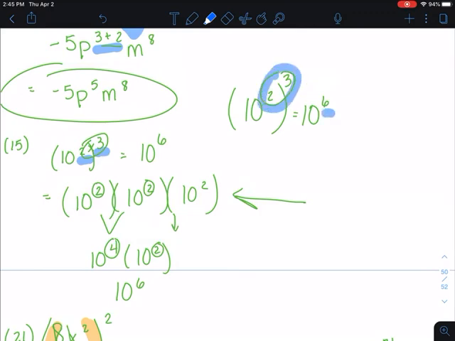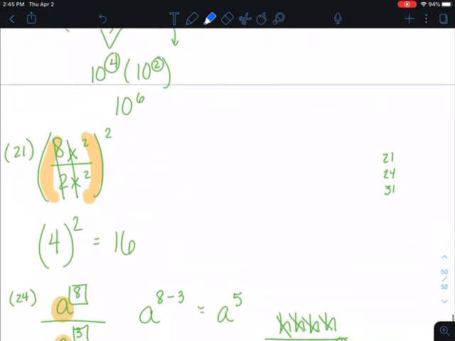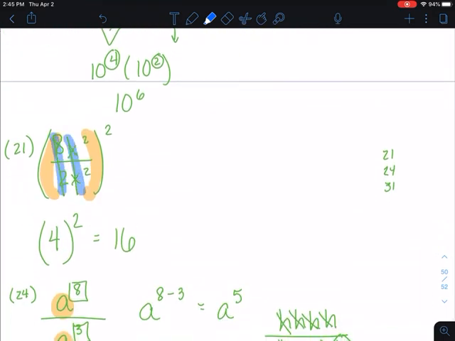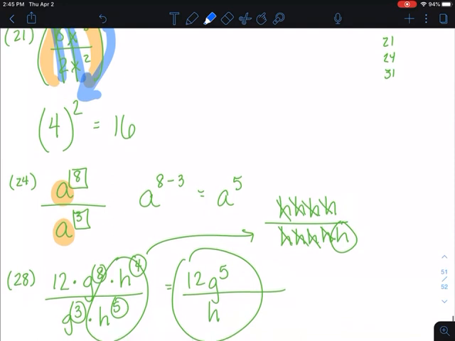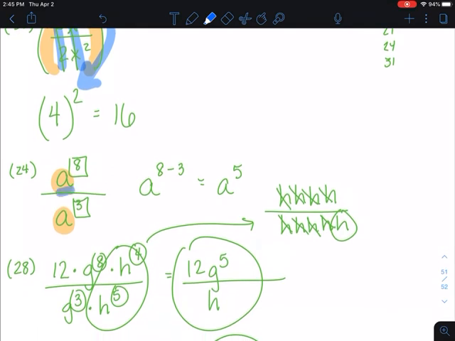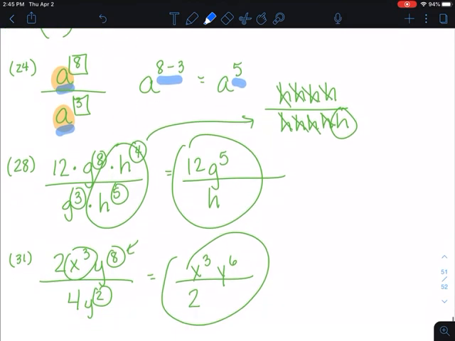When you have a power raised to another power, we multiply them. We multiplied 3 times 2 and got 6. Here we simplified what was inside first and got 4. Then we brought that square down, and 4 squared is 16. When we divide with the same base, we subtract the exponents, so it gave us 5.